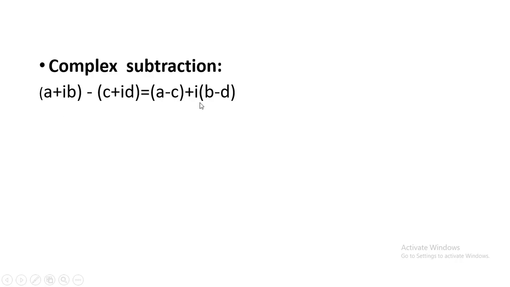See, a minus c. Out here, as you can see, the common sign is plus iota, because I've taken iota as common. And b minus c. Plus into minus is minus, so b minus d.